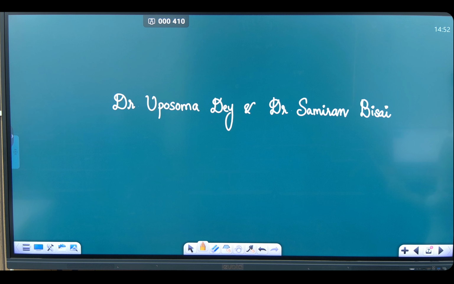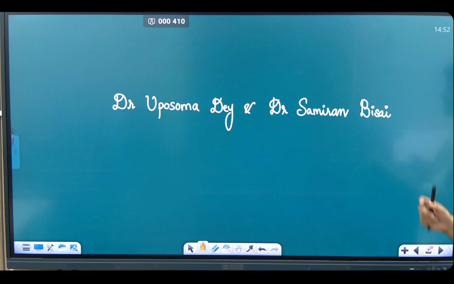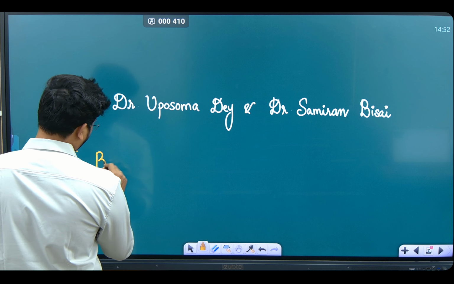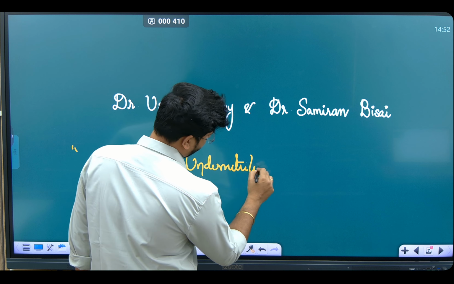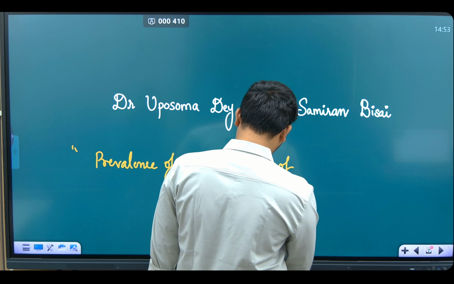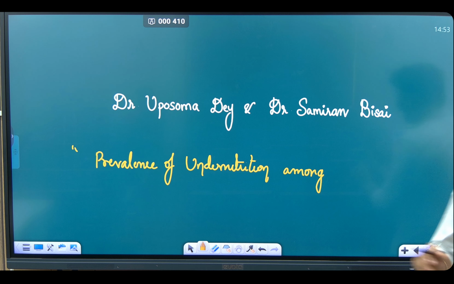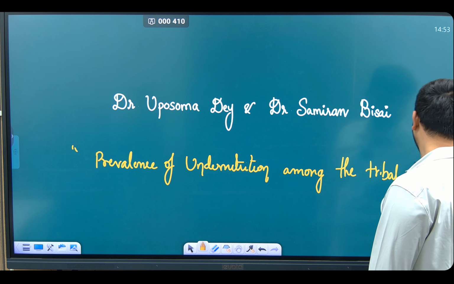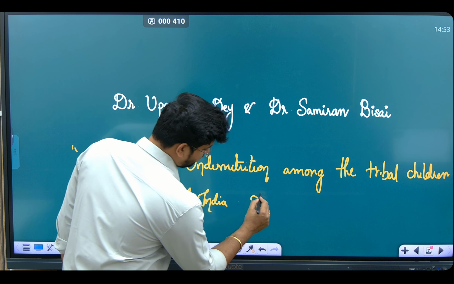Here, Dr. Upasona De and Samiran Bisai, these two people have done a comprehensive meta-analysis, and they have written a research article on the prevalence of undernutrition among the tribal children of India. It is a systematic review.